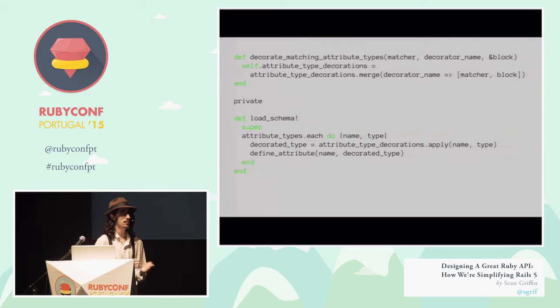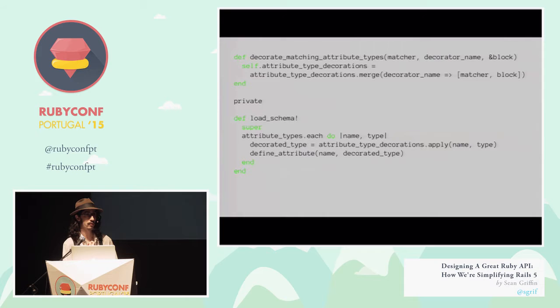So we've got the same thing. We have our decorations, which in this case are going to take a block, and we stick that in a hash. And then once again, in load schema bang, we override, or we call super, and then we loop through this, and we apply each of our decorations. And I won't go into the implementation details of how we actually define these.